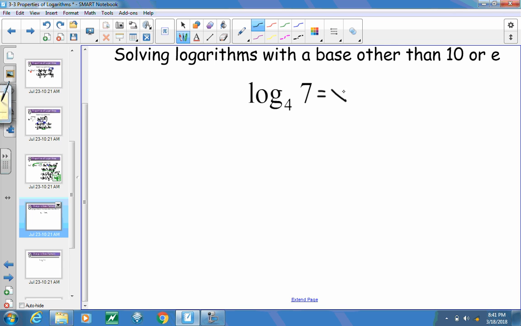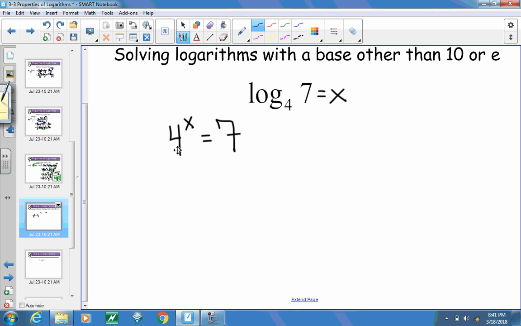So we're going to set that over here equal to x. Well, since my calculator is not going to do this one here, I'm going to go ahead and put it into exponential form. So I'm taking 4 to some power equals 7. We talked about doing that last week.